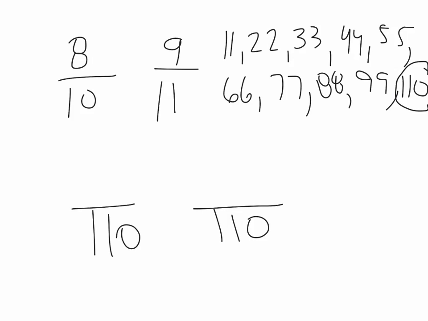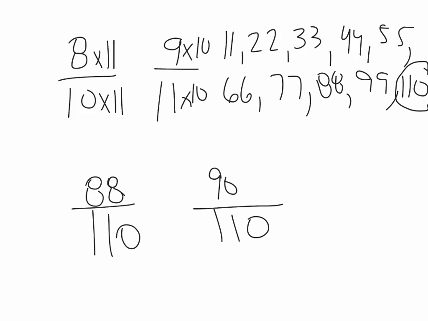And I've seen, well, what did I do to 10 to get to 110? Well, I multiplied by 11. I have to do the exact same thing up here. So 8 times 11 is 88. Well, what about 11? What did I do to 11 to get to 110? I multiplied by 10. So I have to do the exact same thing. 9 times 10 is 90. So here now, since we have the same denominator, I can clearly see 90 110ths is greater than 88 110ths.